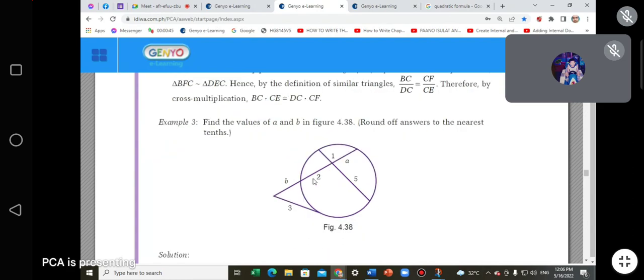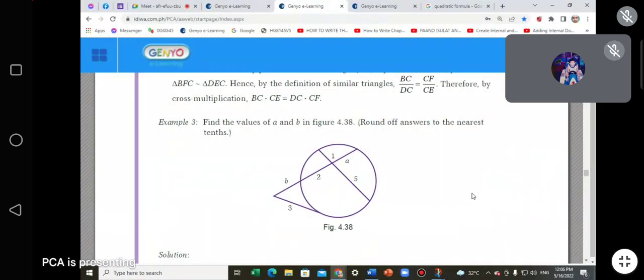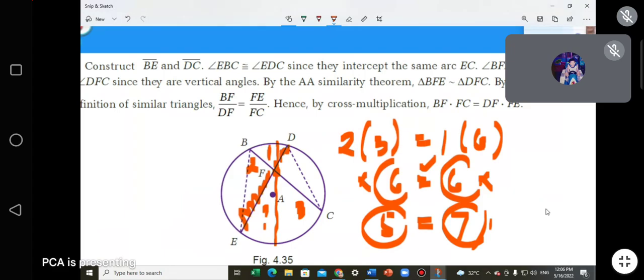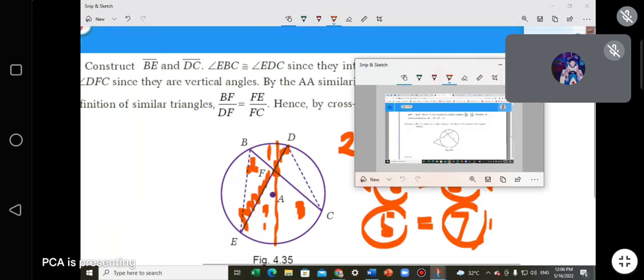Tignan mo. Itong dalawang ito. 4, 5, 6, 7. Ang short ng time ko. Gusto kong time ng AP. Pero dapat nakipagpalit ako noon. Na-capture ba? Okay.